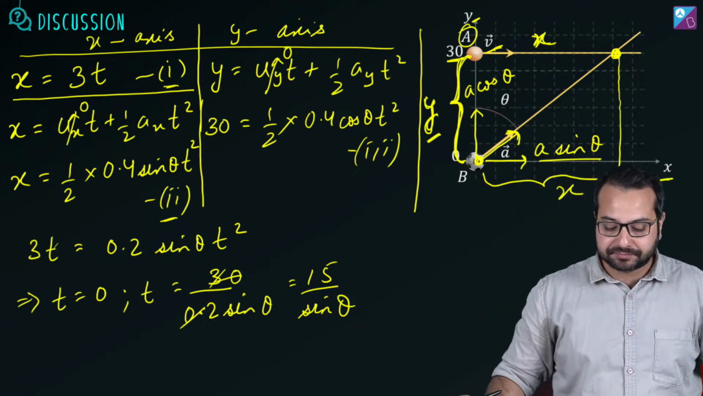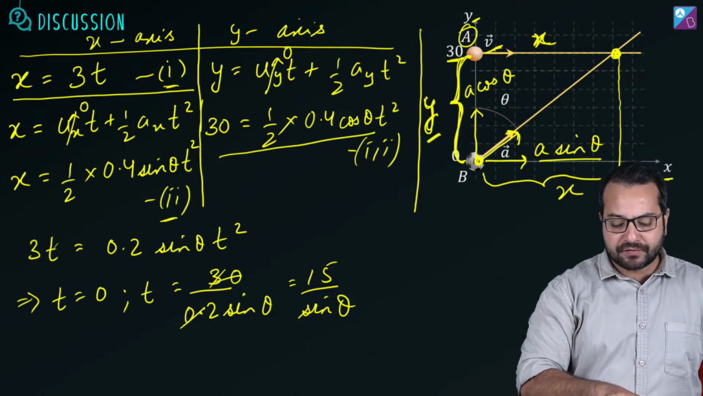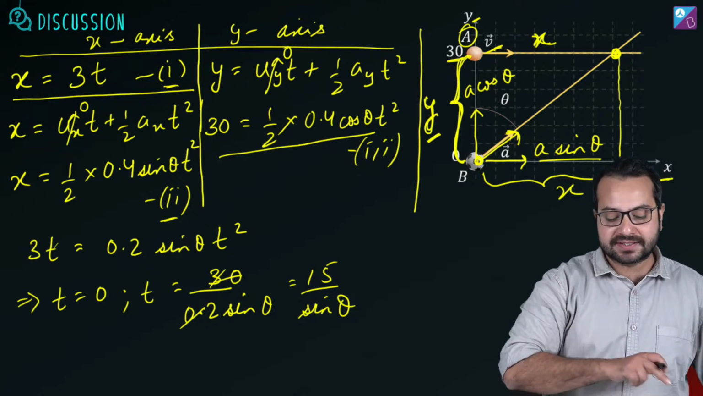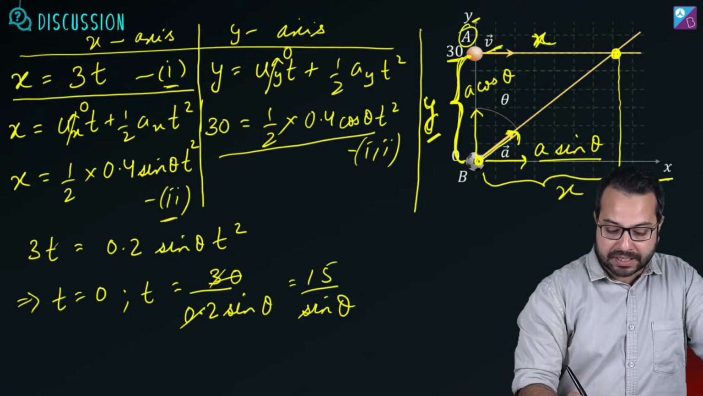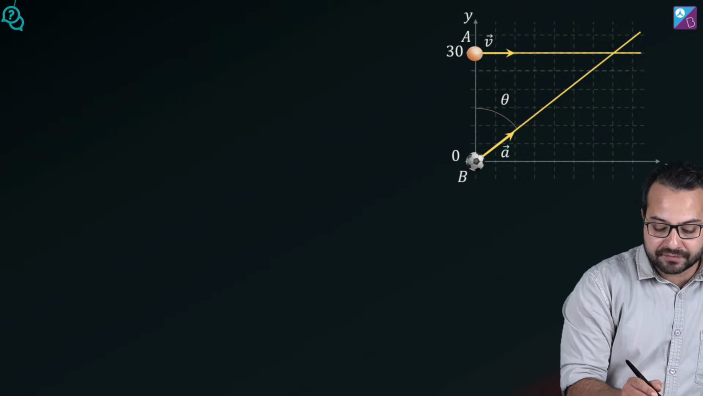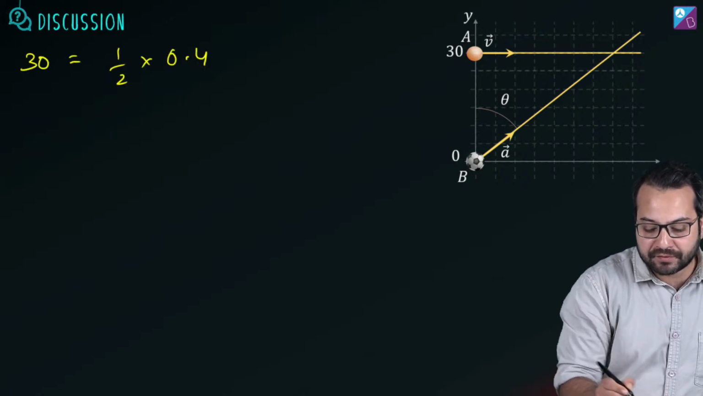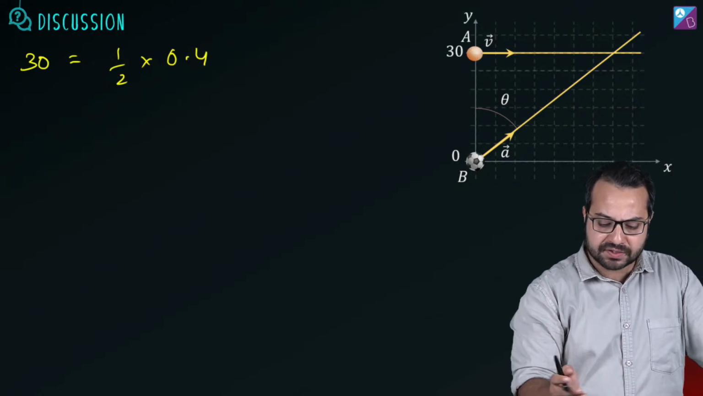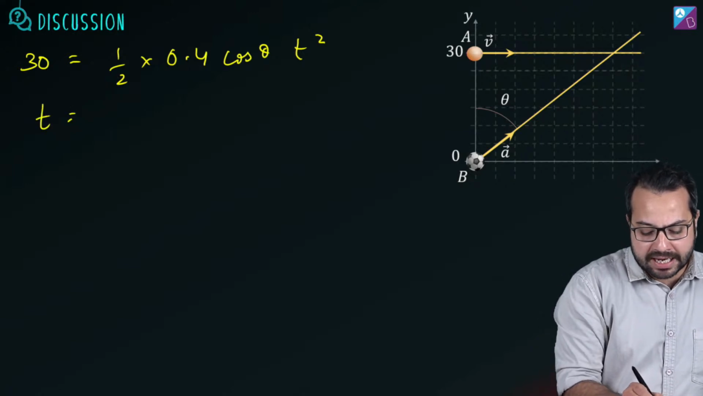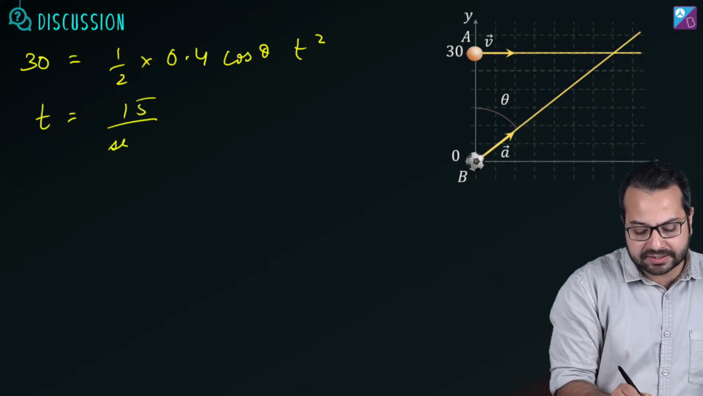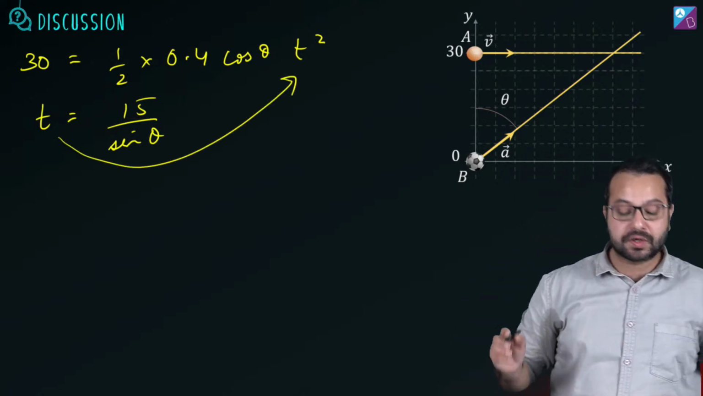This we have got. Now what do we have? We have this equation. So now what we can do is take the value of t and substitute it into the third equation. Can we do that? Of course we can. The second equation is 30 is equal to half into 0.4 cos theta into t square, and we got t as 15 upon sine theta. Correct? So all we have to do is substitute this t over here.